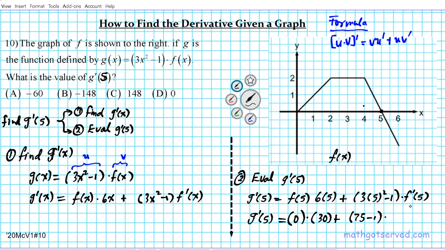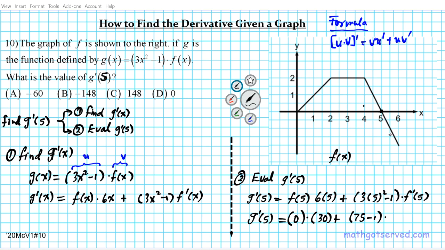What is this f prime of 5 here? How do we find f prime of 5? Given the graph, how do you find the derivative? Well, it's nice that we have 3 linear segments here, so we can easily determine what the derivative is. To find f prime of 5, we're going to be finding the slope of the tangent line at 5. Since this point right here is in the interior of a straight line, this entire line is equivalent to the tangent line.